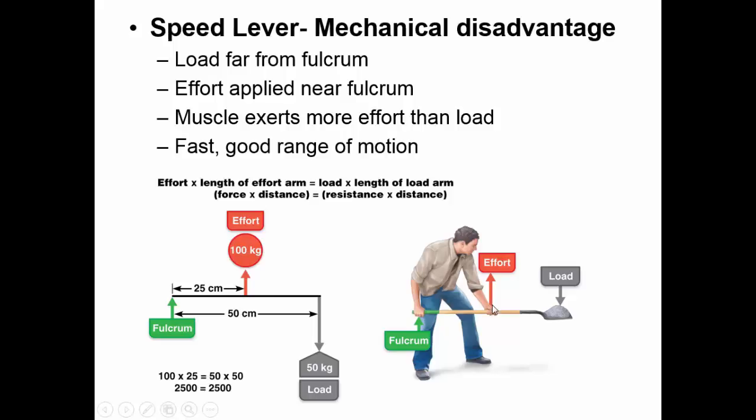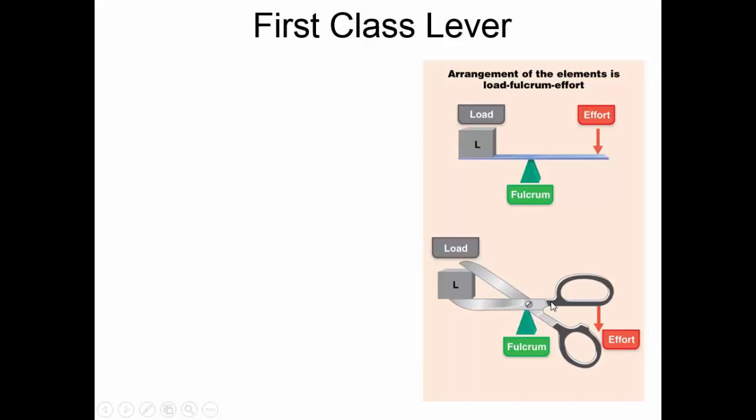Here the example is shoveling dirt. The fulcrum is back here where you're holding onto the shovel. You exert effort in the middle of the shovel handle, and your load is out here on the end of the shovel. There are three classes of levers.